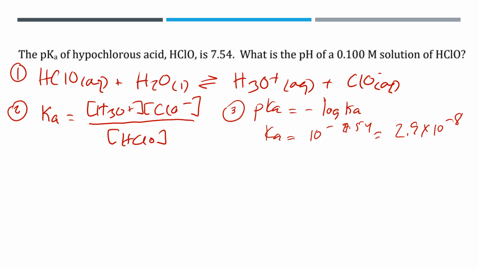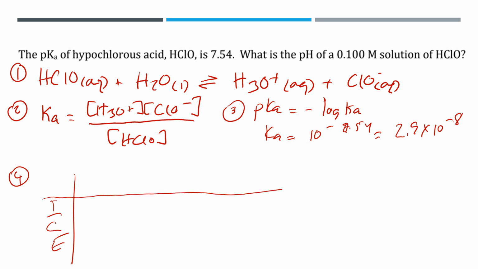Now we can use an ICE table to solve for the equilibrium concentration of the hydronium ion. So we have ICE. Okay, so we have HClO aqueous. We know the water.